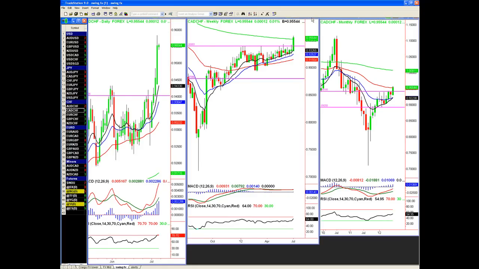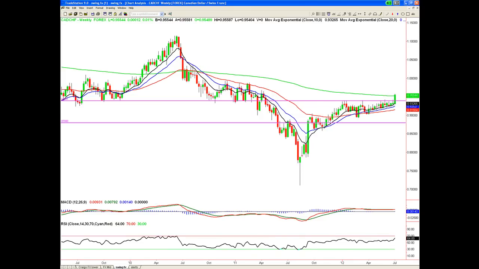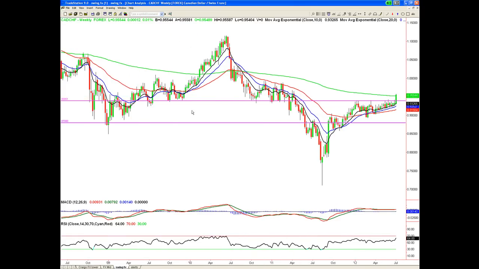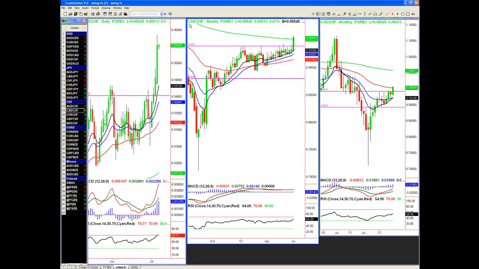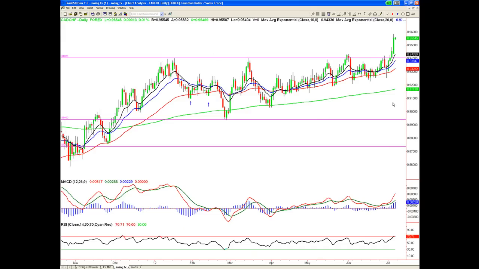But CAD Swiss, check this out. We've broken up through this strong level. I mean, look how significant that level is. Touch, touch, touch, touch, bang, break down, test, test, test, bang, breakout. That is a real breakout. It's a positive, strong, bullish breakout. Here on the daily, again, smash straight through.